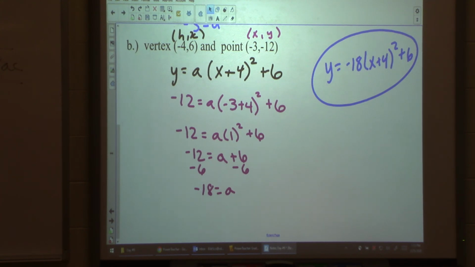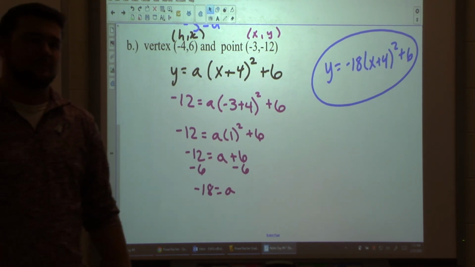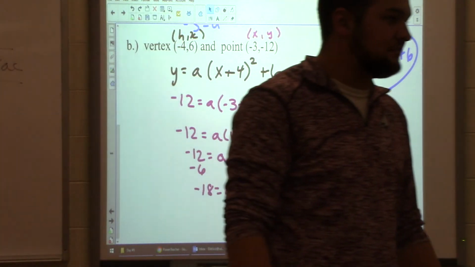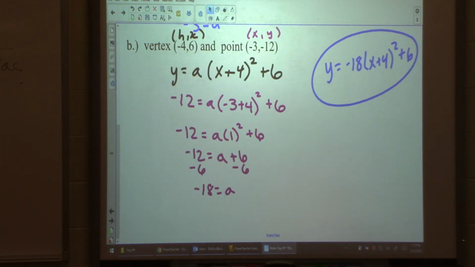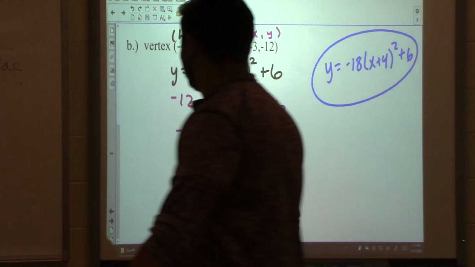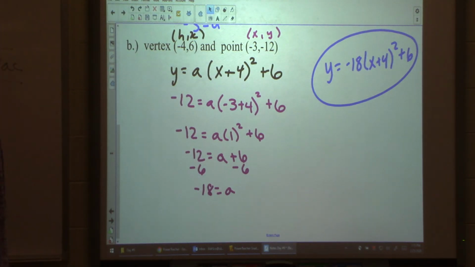Okay, flip to the last page. You guys are going to try it. And then there's even a second bonus question asking you to change it to standard form. If you have questions, please make sure you raise your hand.